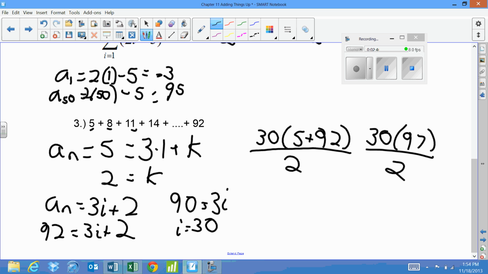And when I do that, 30 times 97 is, oh, messed up on my calculator here. So I get 30 times 97, which gives us 2,910. I'm going to divide that by 2. So my total is 1,455.